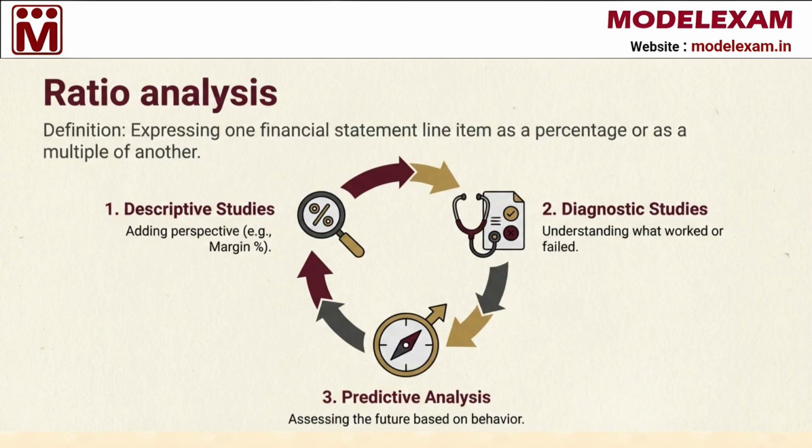Ratio analysis is simply expressing one financial line item as a percentage or multiple of another. We use it for three distinct purposes. First is descriptive studies, which helps us add perspective like calculating margins. Second is diagnostic studies, which helps us understand what went wrong or right in the past. And third is predictive analysis, which helps us assess the future behavior of the business based on past trends.